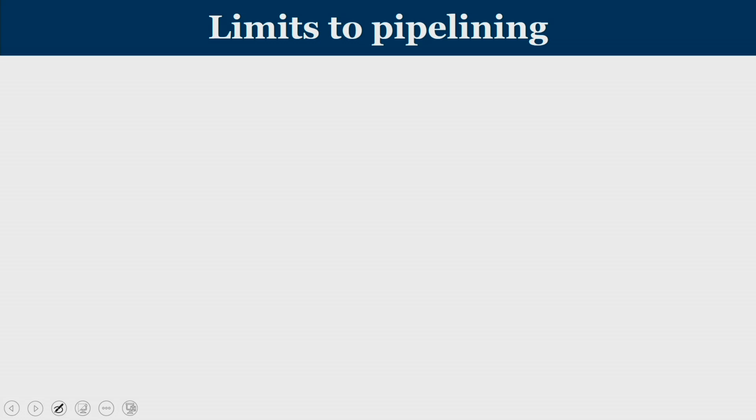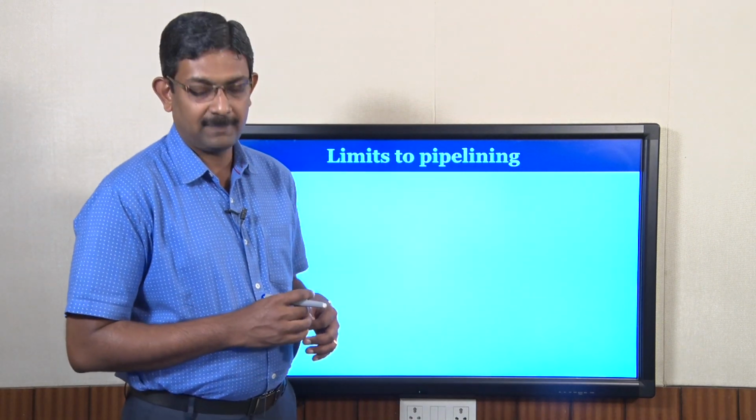Now, let us try to understand when this pipeline is not going to work. So far, what we have seen is only the ideal case, but we won't get such ideal cases always. So, let us now practically move into the kind of hazards that we face, the kind of bottlenecks that we face in implementing the pipeline.